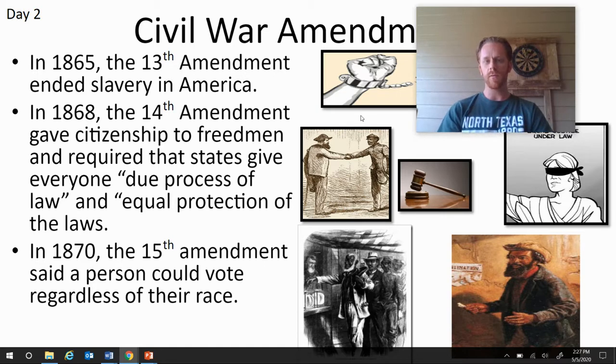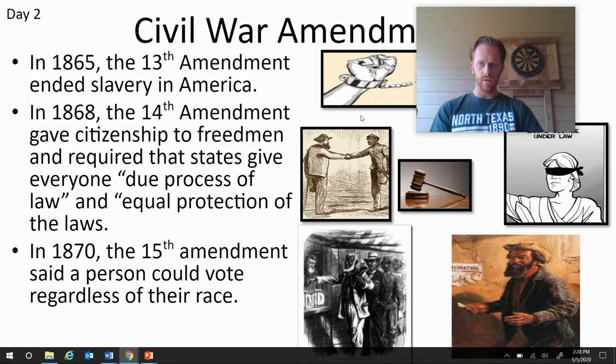So the 14th Amendment was that first step to making sure that slaves or former slaves are being treated fairly. Basically, what this 14th Amendment does is it creates equality, or the idea of equality, no matter what your race is. So in 1868, the 14th Amendment passed, and it gave citizenship to freedmen and required that states give everyone due process of law and equal protection of the laws. Basically, what this does is make sure that these people are given safety through the protection of our laws.